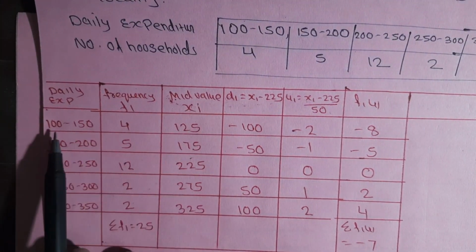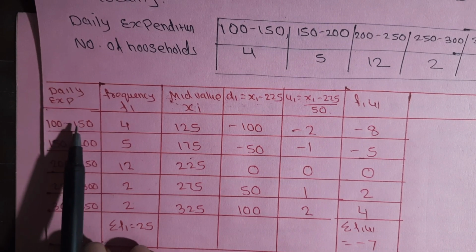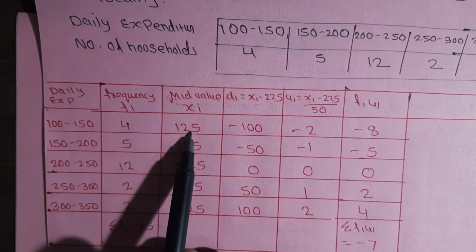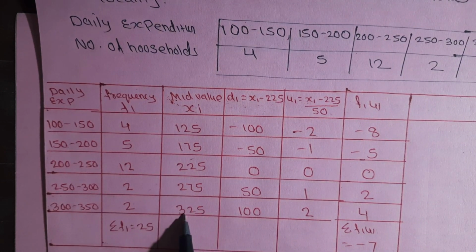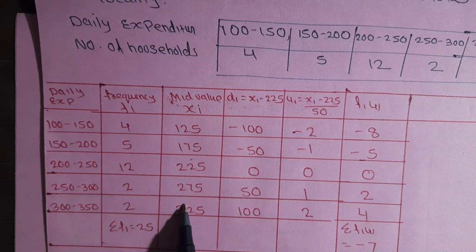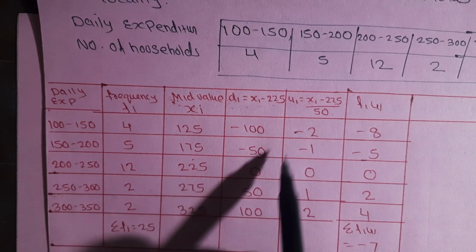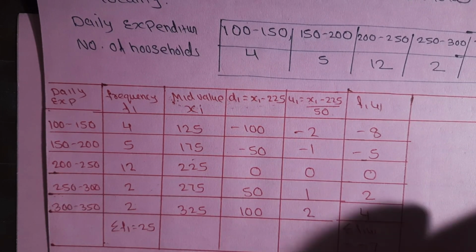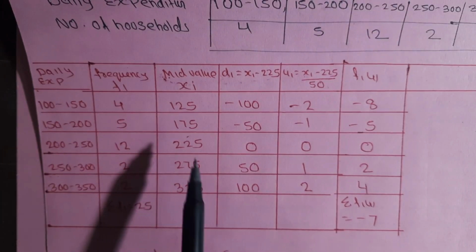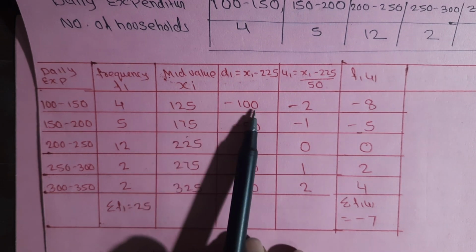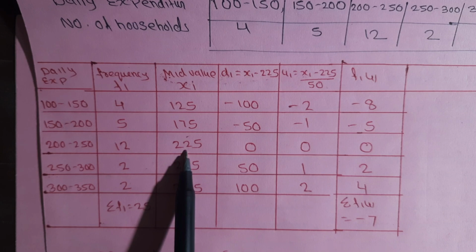For the mid value, you add this and this and divide by 2. So 100 plus 150 divided by 2 will be 125. Here also add these two, divided by 2, and you will get the mid values. Out of these mid values, we have to take any assumed value. We took the assumed value as 225. If you subtract it here, you will get -1. Again 225 minus 225.